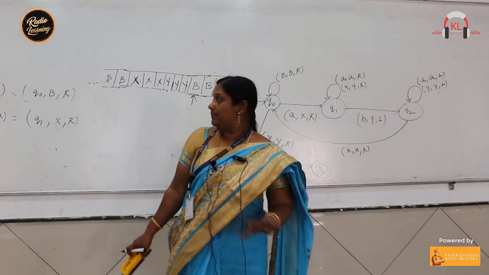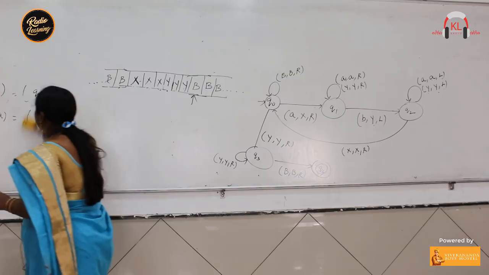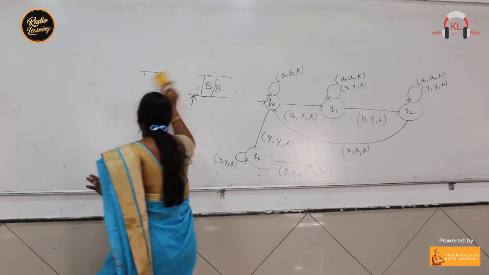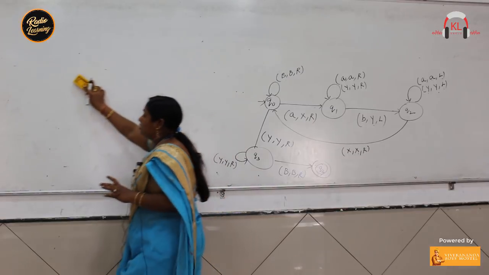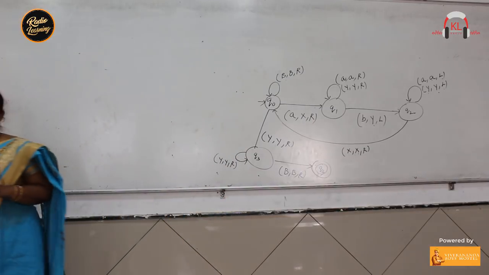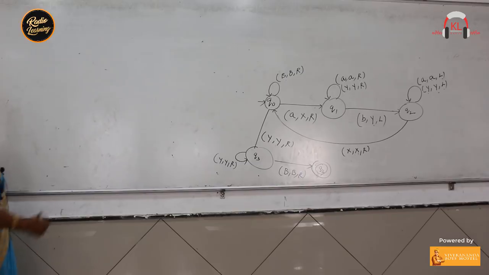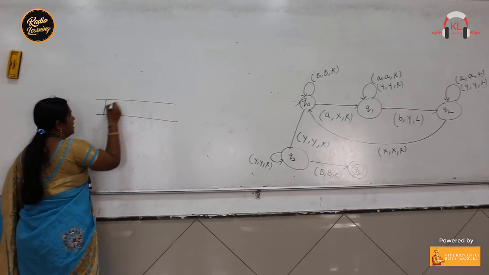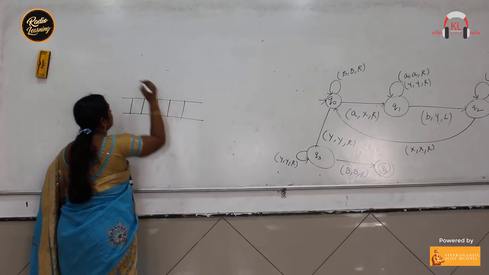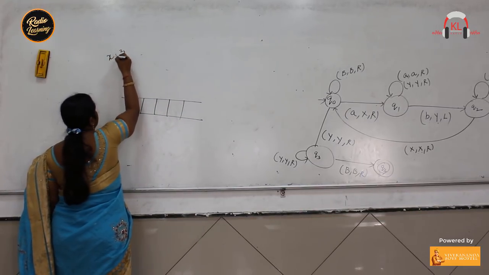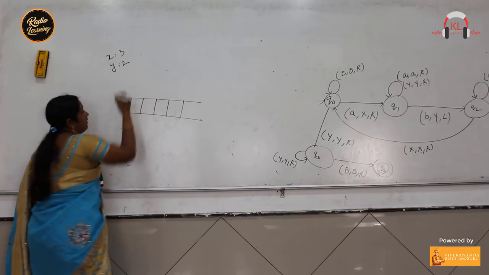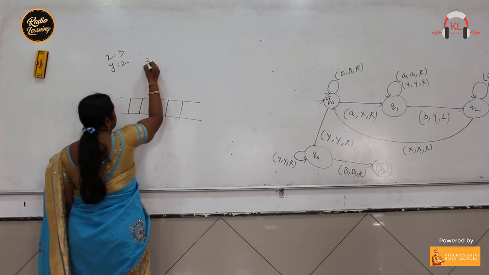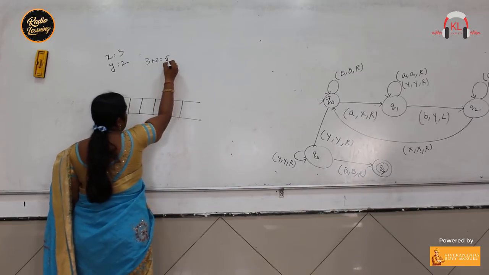So by this process, you can perform arithmetic operations also in the Turing machine. For example, I would like to explain how we perform the addition of two numbers in the given Turing machine. Here I have two numbers. I'm taking X equal to 3 and Y equal to 2. I would like to perform the addition of these two numbers, 3 plus 2, that is equal to 5. I need to get the number 5.